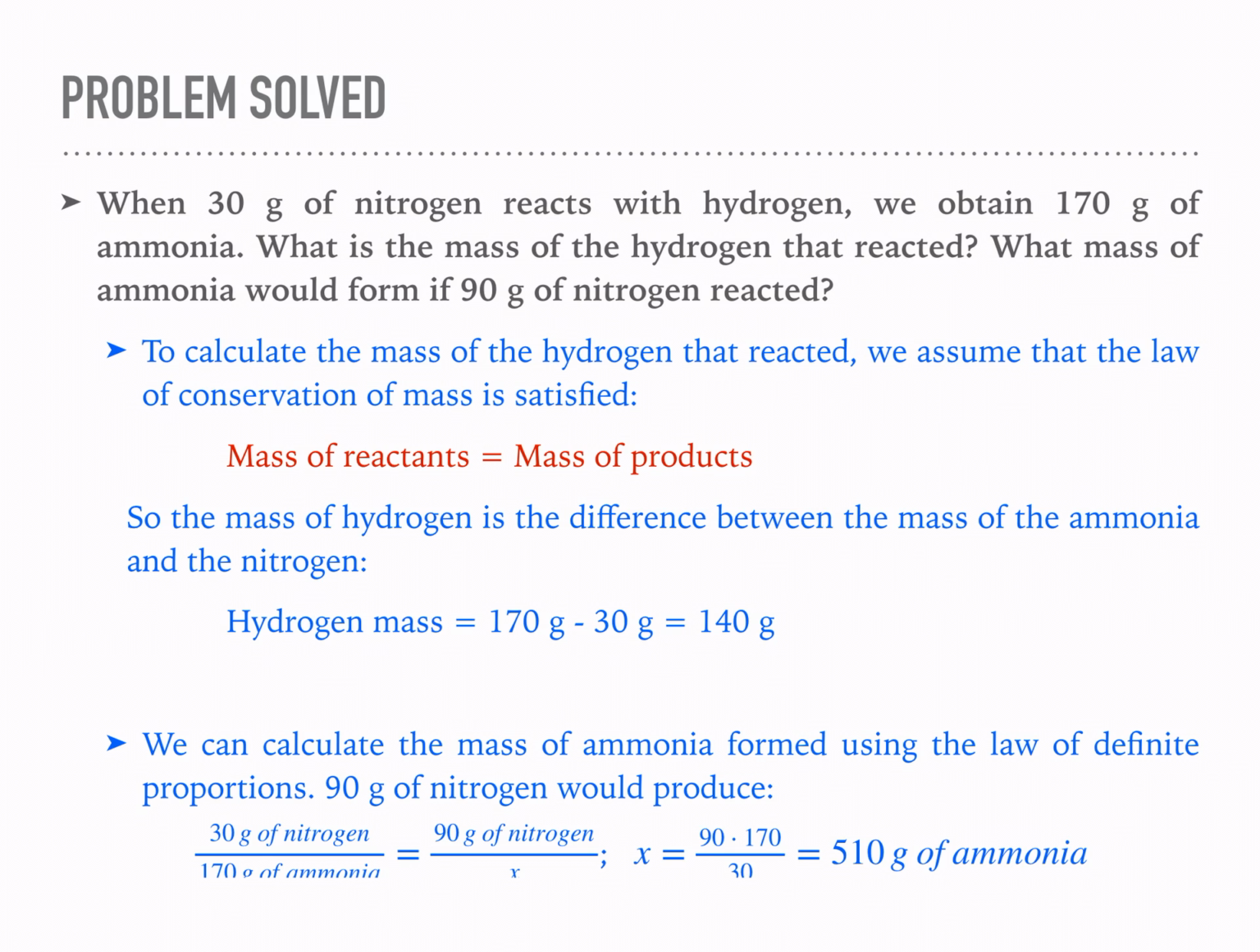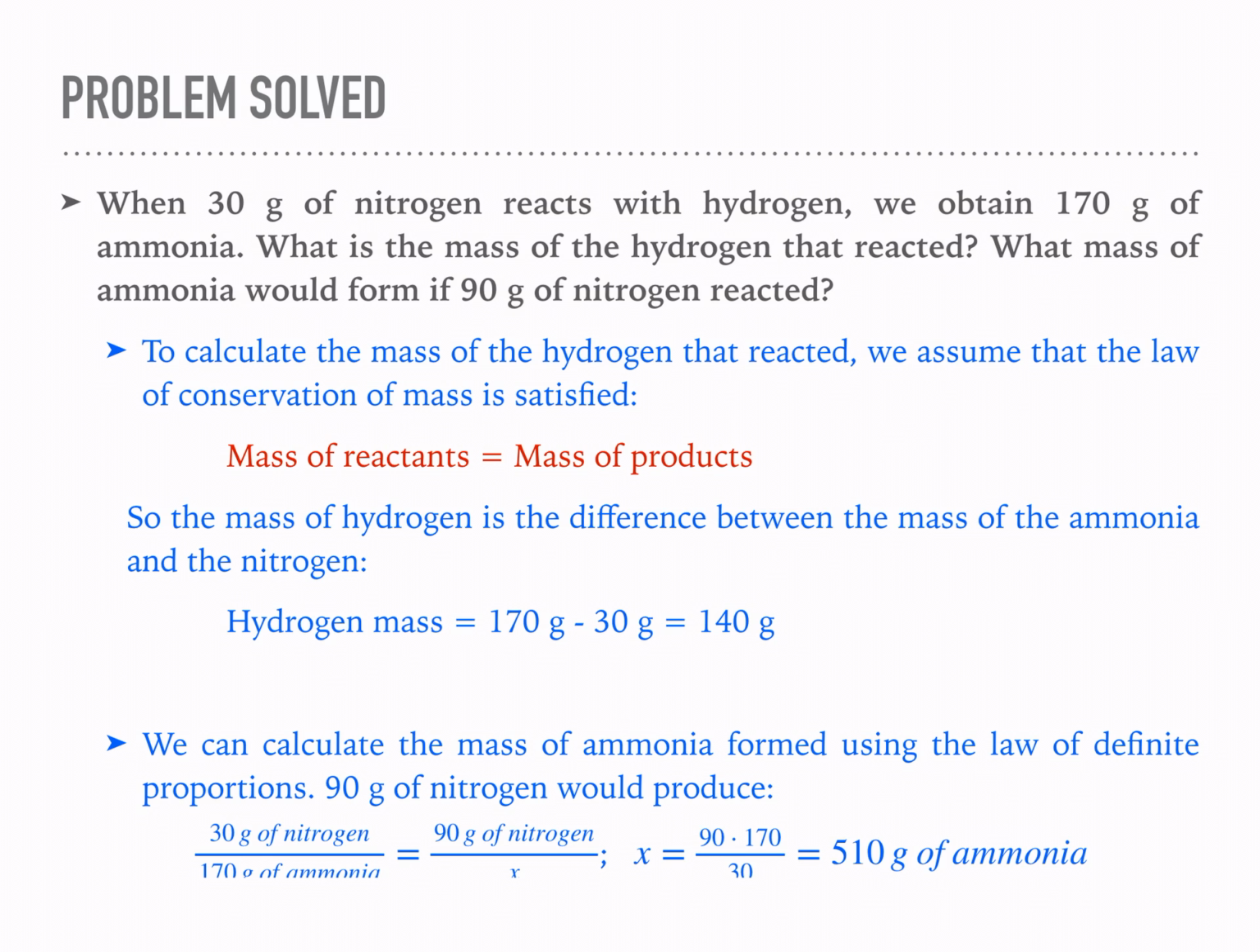And then if we want to calculate the second part, what mass of ammonia would form if 90 grams of nitrogen reacted? Here we're going to do a proportion. That's a regla de tres, if you like. And we're going to say that the proportion is always the same. That's the second law, okay? That the proportion of the masses involved keeps constant. The proportion, not the masses.